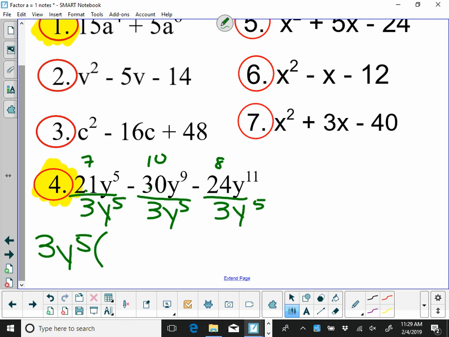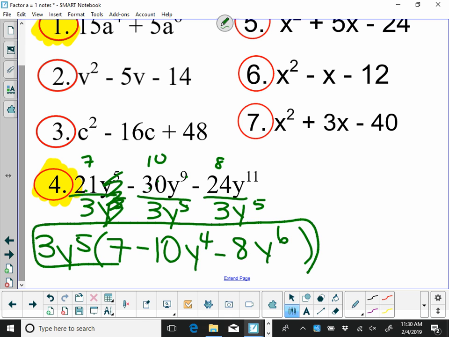And now, Keyshawn, you were right when you talked about you subtract your exponents, but we got to divide first. 21 divided by 3 is 7. And what happens to these two? So they cancel. All right, minus. 30 divided by 3, you said was 10. What's 9 minus 5? 4. And 24 divided by 3, you said was 8. 11 minus 5 is 6.